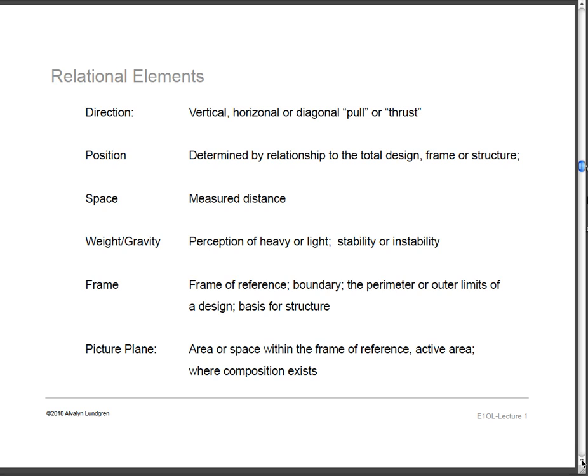Another element is weight and gravity. They relate to each other. Two-dimensionally, it is a perceived understanding. Some things are heavy, some things are lightweight. And weight and gravity deal with balance, stability, security, and things like that.